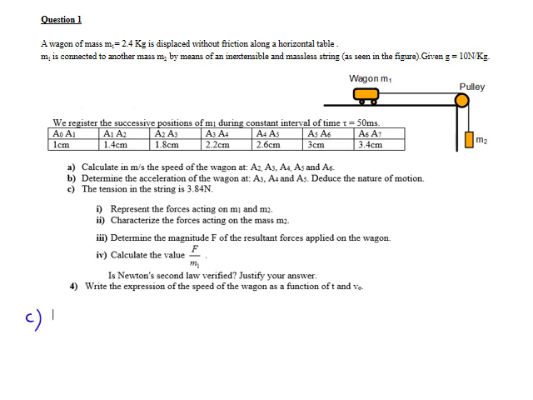C. The tension in the string is T equals 3.84 Newton. Represent the forces acting on M1 and M2. The forces acting on M1: tension, reaction, weight, W1, R1. The forces acting on M2: tension, T2, and weight, W2.